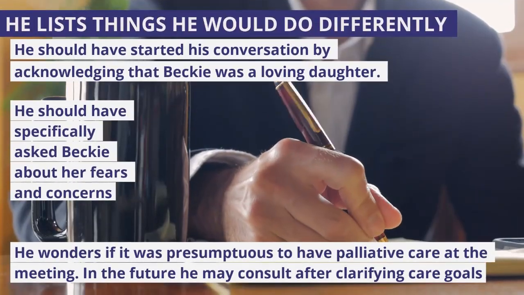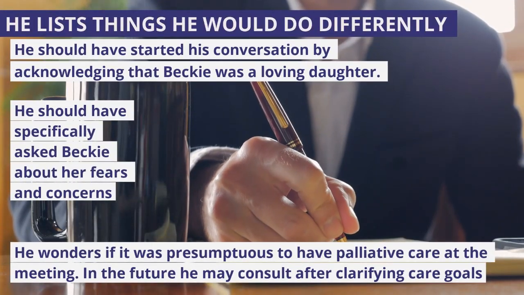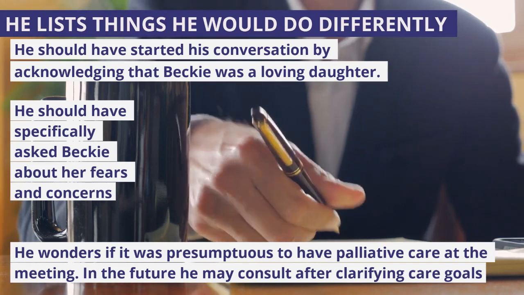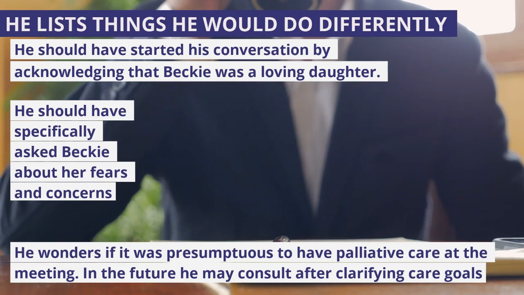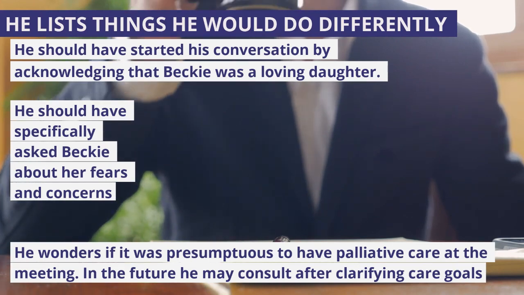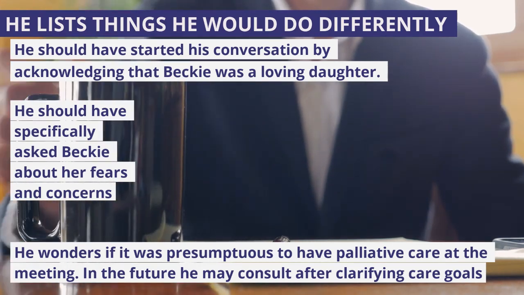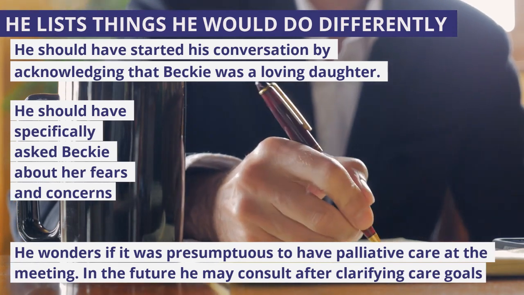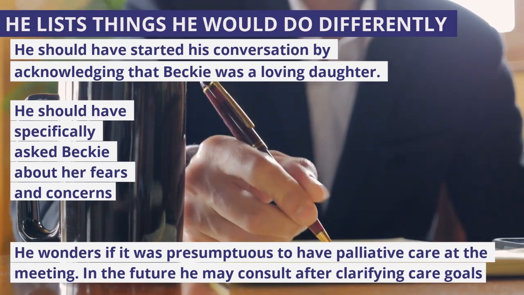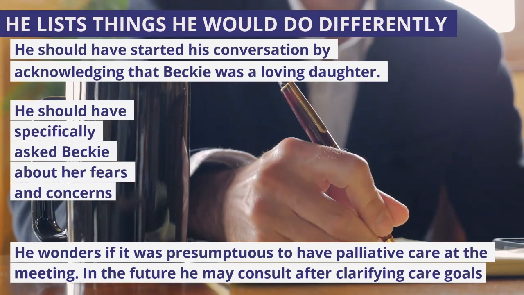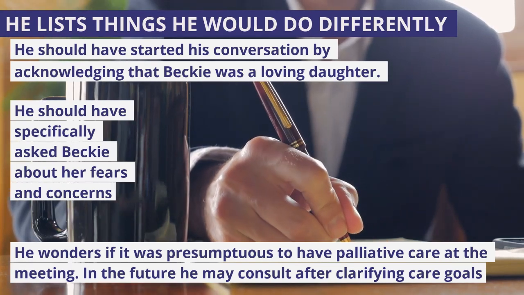Pete then considers what he would do differently in the future. He feels strongly that he should have started the conversation by acknowledging that Becky was a loving daughter. He wonders if Becky had more concerns than were initially expressed, as he failed to specifically ask her about them. He also wonders if he included palliative care in the meeting because of his overconfidence in his understanding of Debbie's values and wishes. In the future, he thinks he will consult after clarifying goals of care with the family.